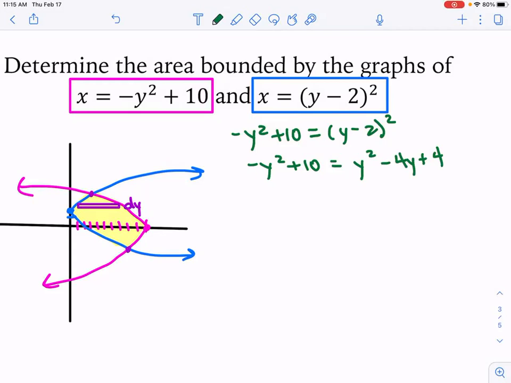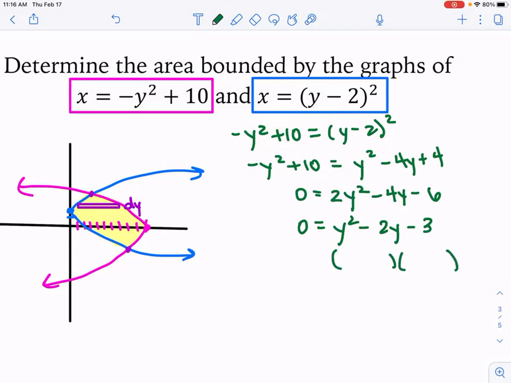We need this to be set equal to zero. All right, so we will add over the y squared and subtract over the 10. Solving quadratics. Love it. What can we do to this one? My brain was ahead of my hand. What does this factor to, Cole?